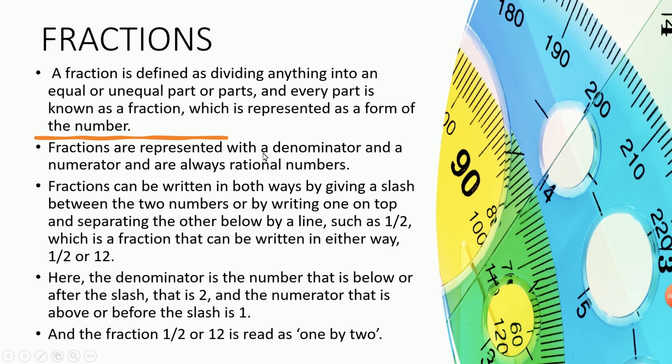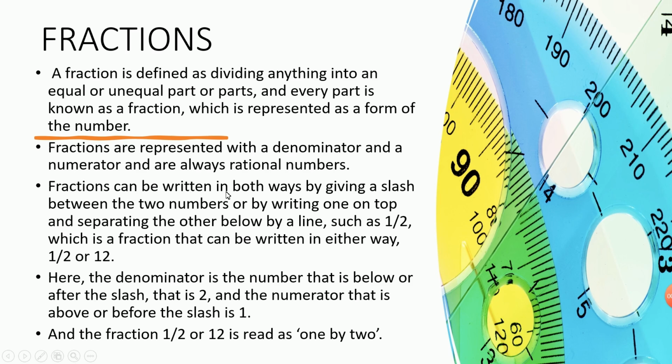So fractions are represented with a denominator and a numerator, and are always rational numbers. I hope everyone knows about whole numbers, prime numbers, those things. Rational numbers are more of a point, something like decimal numbers could be called rational numbers. But there is a more precise definition to that. I don't want to ponder over that here. So, fractions are represented with a denominator and a numerator.